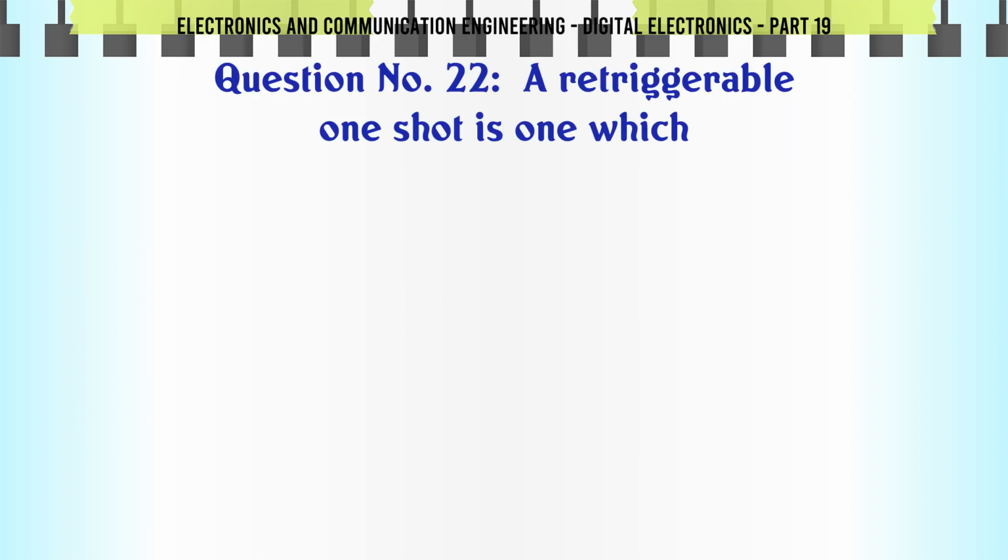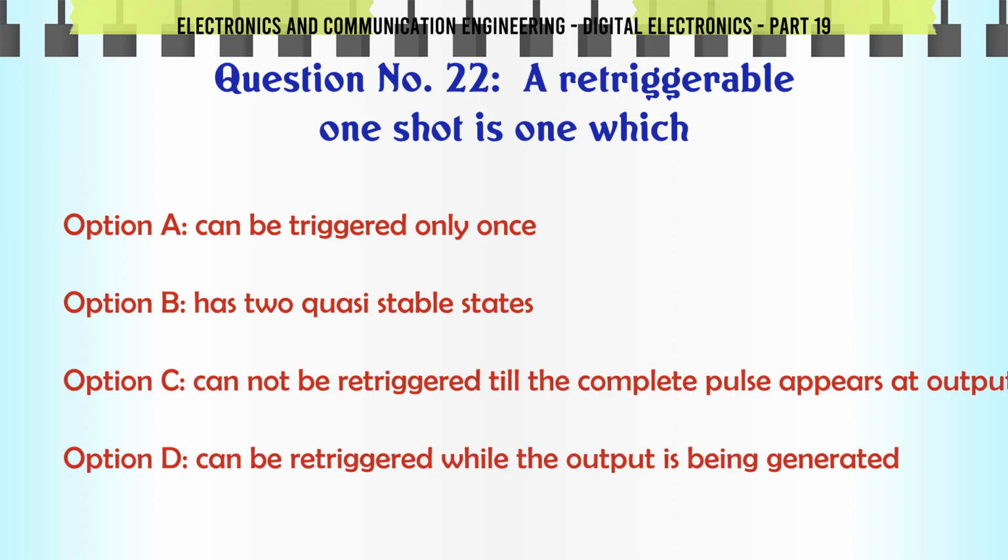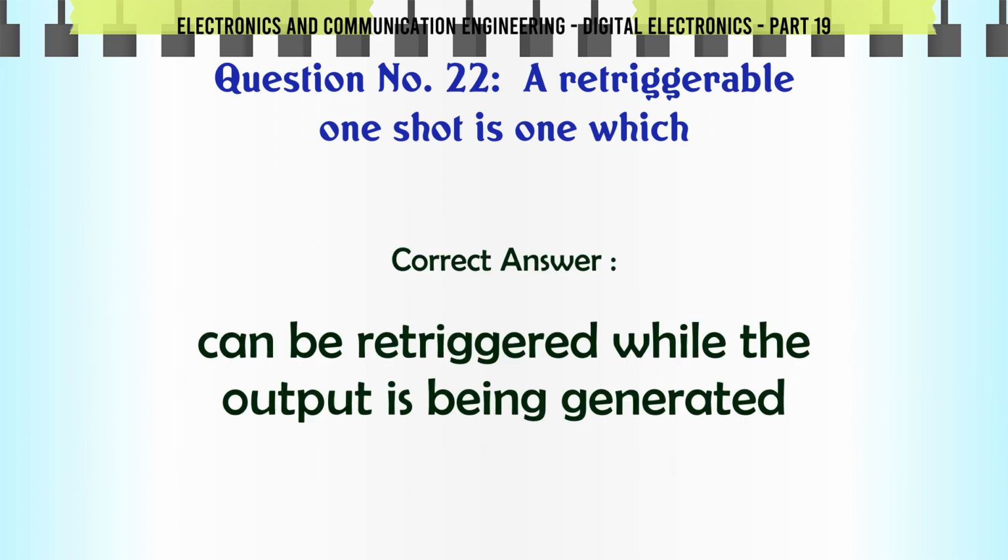A retriggerable one-shot is one which: A. can be triggered only once, B. has two quasi-stable states, C. cannot be retriggered till the complete pulse appears at output, D. can be retriggered while the output is being generated. The correct answer is can be retriggered while the output is being generated.